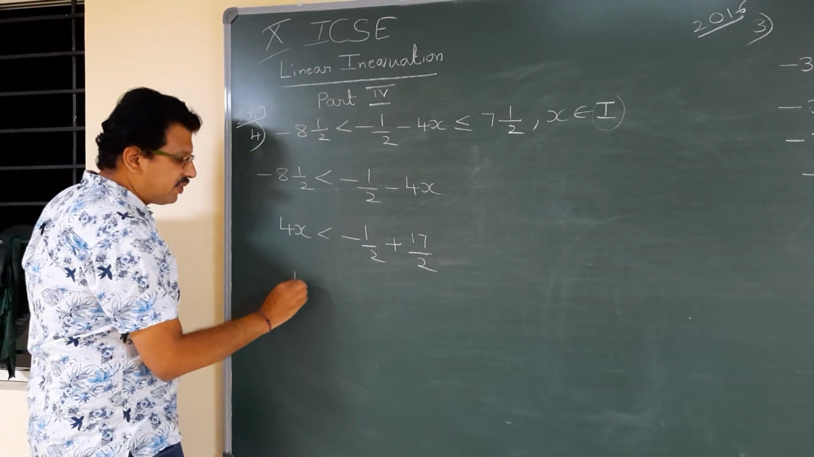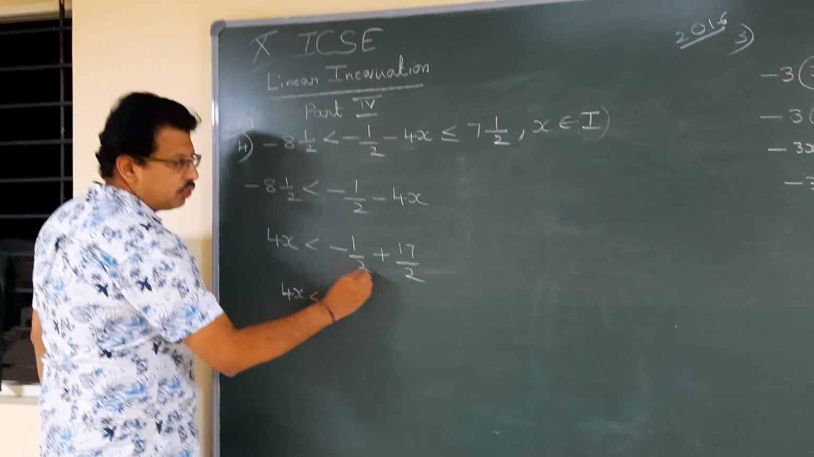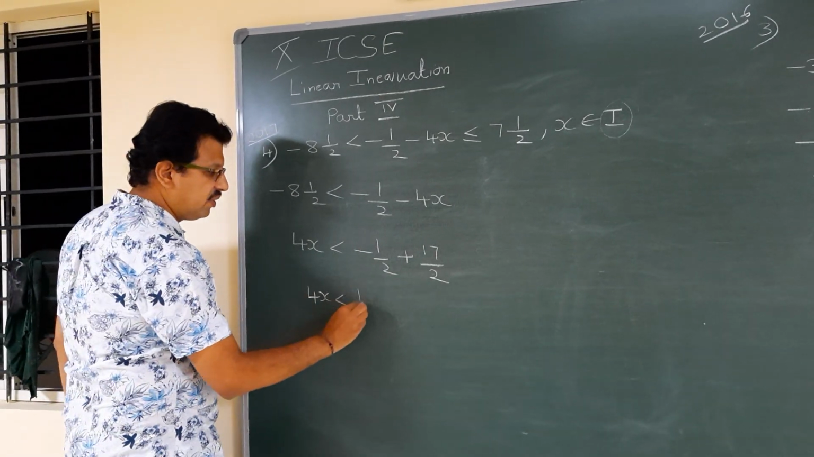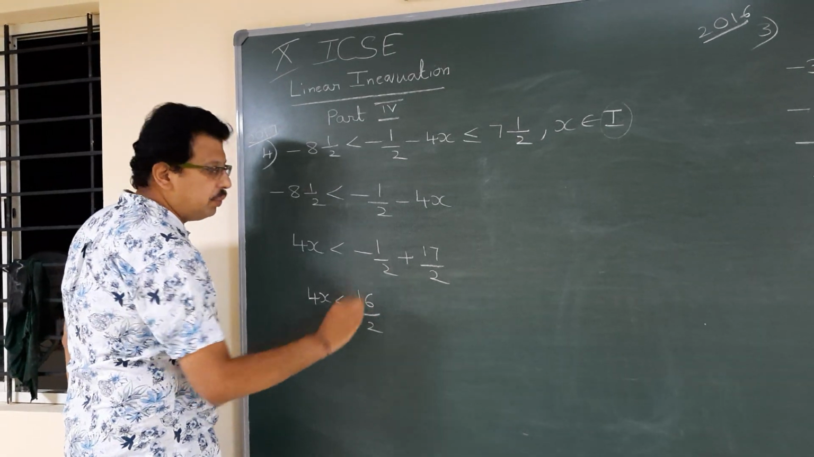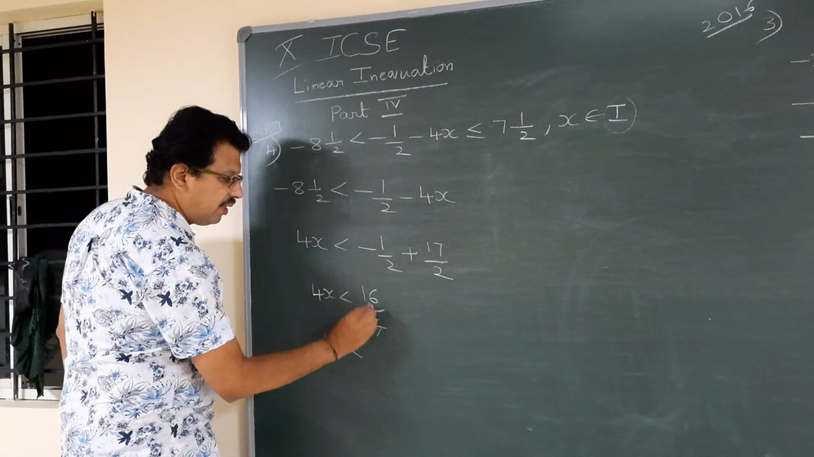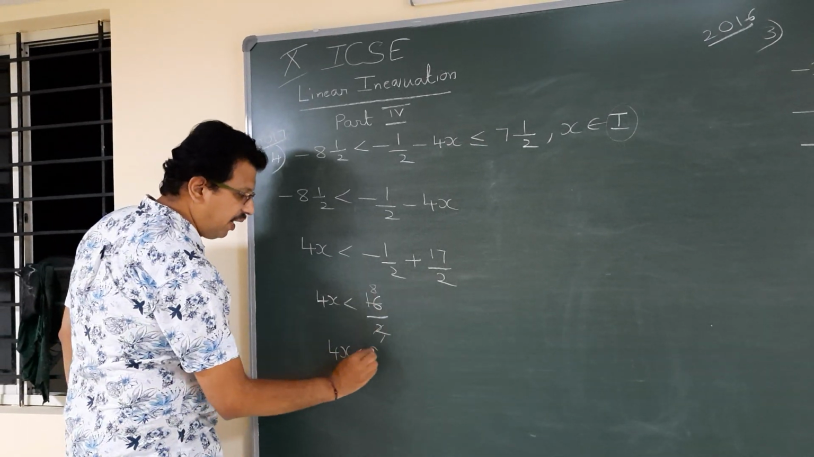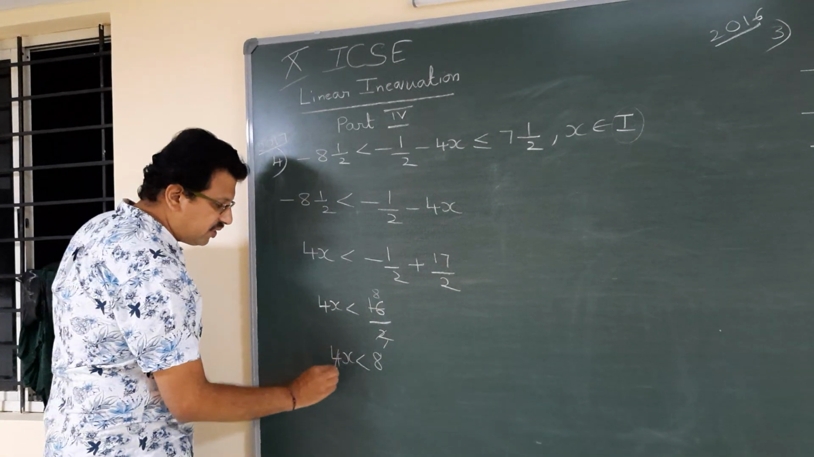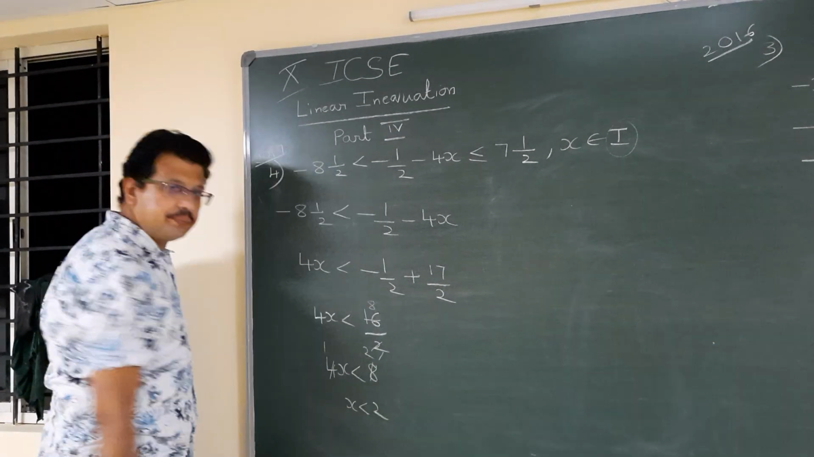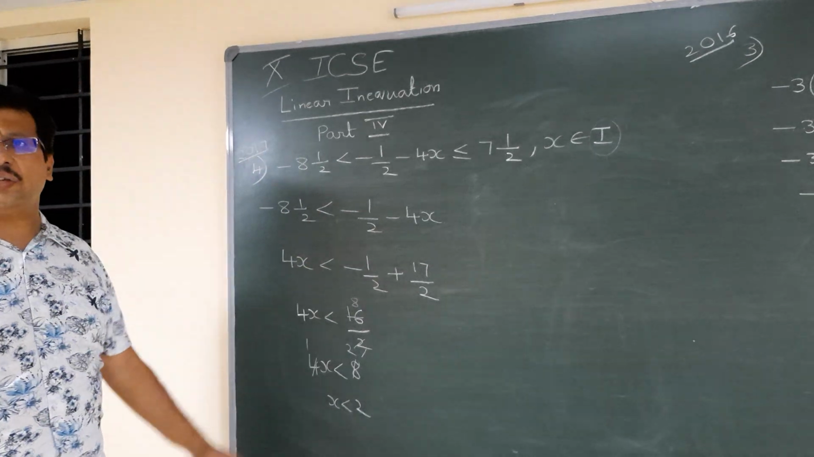So 4x is less than, so 2 is the LCM, which all of you know. 17 minus 1. 17 minus 1 is 16, 16 by 2. So it is going to be 4x less than, 2 1s are 2, 2 8s are 16, so it will be 8. So 4 1s are 4, 4 2s are 8. x is less than 2.